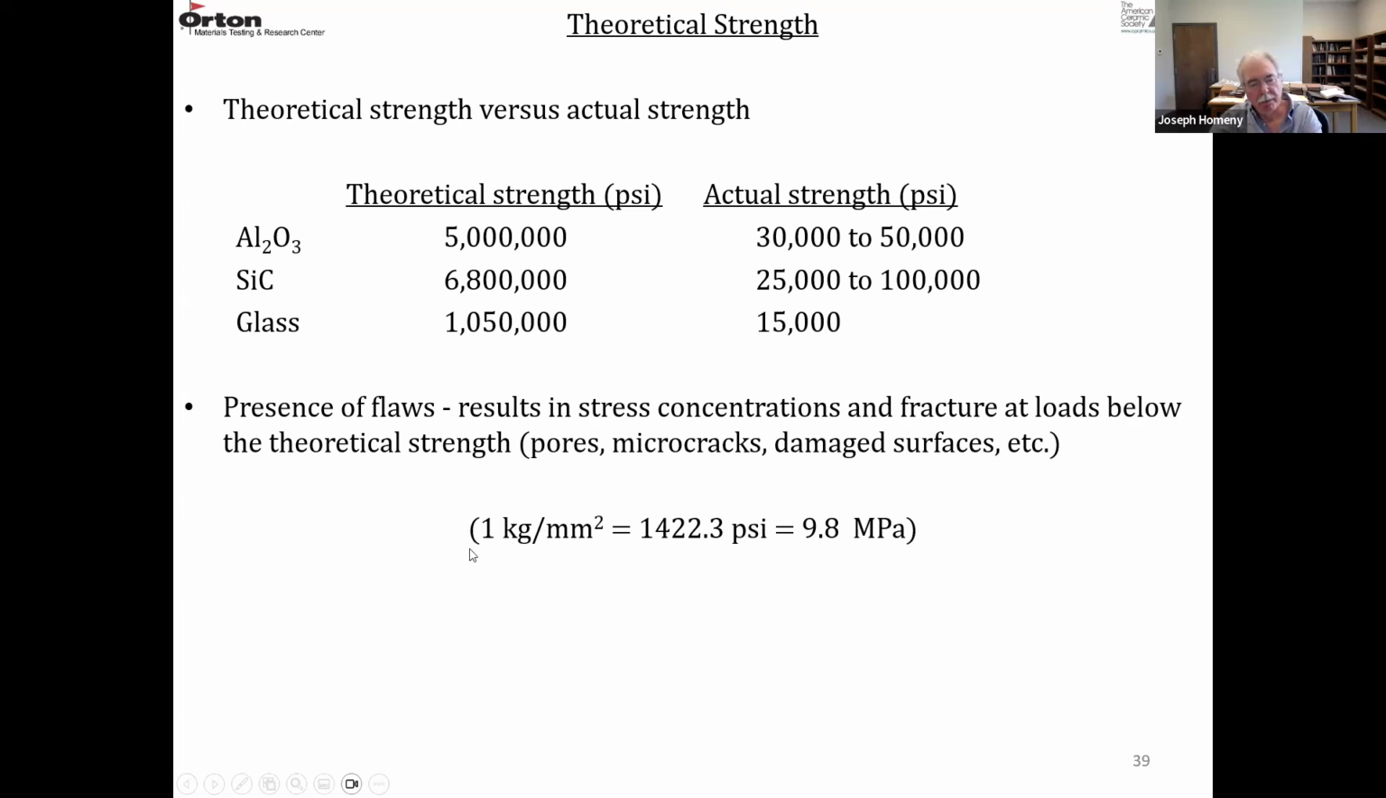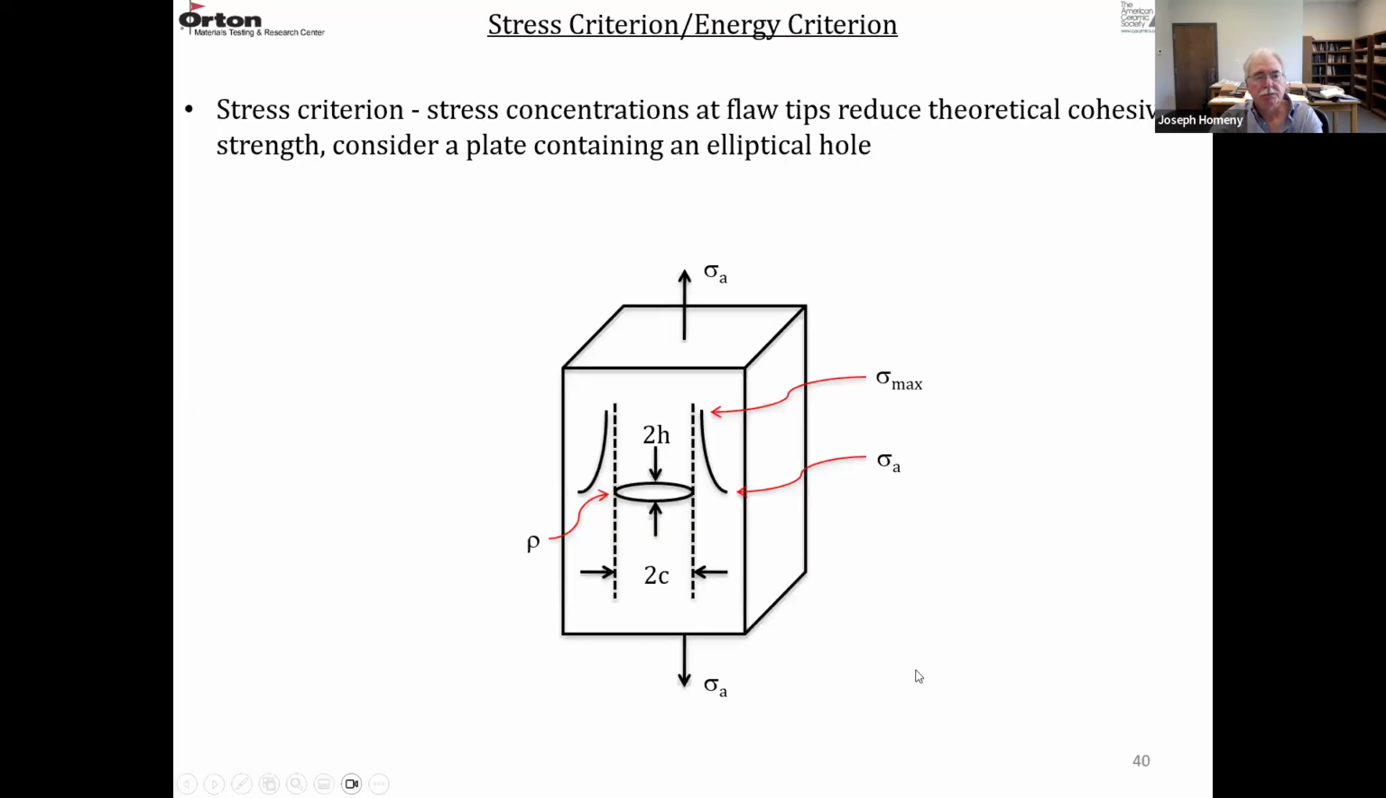And then I just showed strength can be in kilograms per millimeter squared, PSI, pounds per square inch, or megapascals. So this is the relationship between those different units. So that's the theoretical strength. The actual strengths are much lower because of flaws. So we'll consider a stress criterion and then an energy criterion.